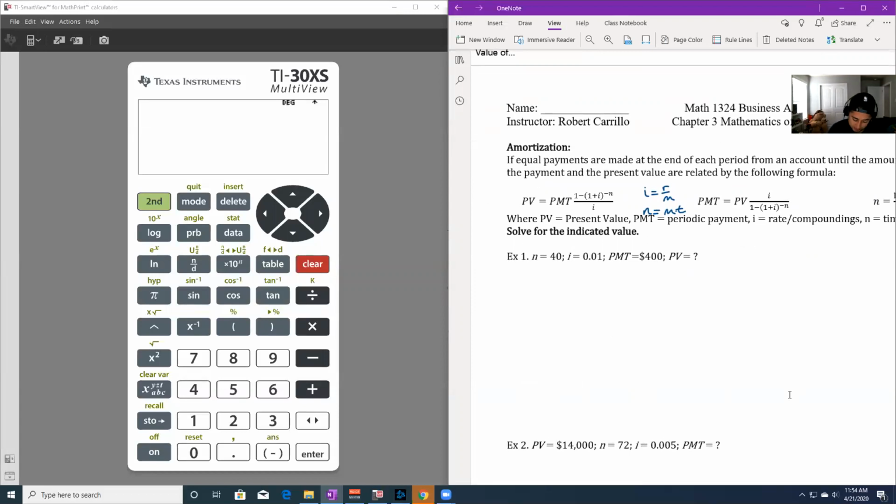Okay, so for example 1, we're given n is 40, I is 0.01, payments 400, what's the present value? This means that we'll use the first formula. So that's the one we're gonna use. Okay, so set it up. We're given that our present value is going to be equal to our payment of 400 times 1 minus 1 plus your I value of 0.01 raised to the negative n. And all of this is over your I value, which is 0.01.